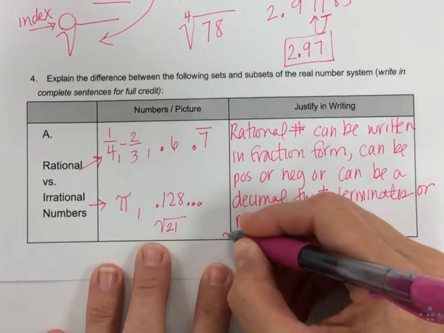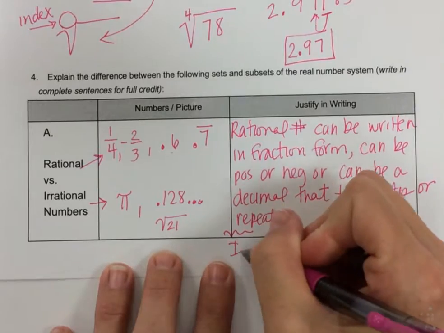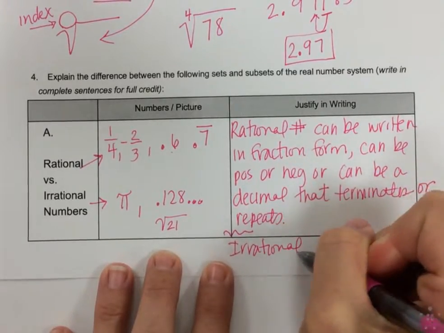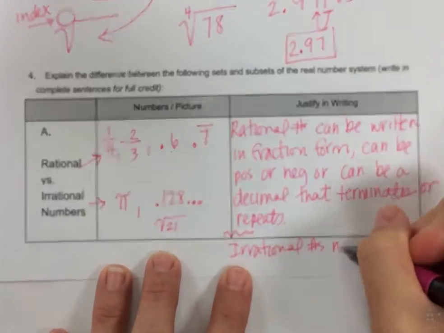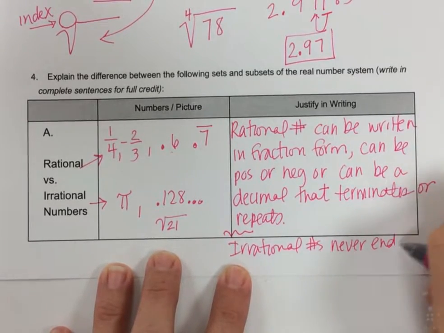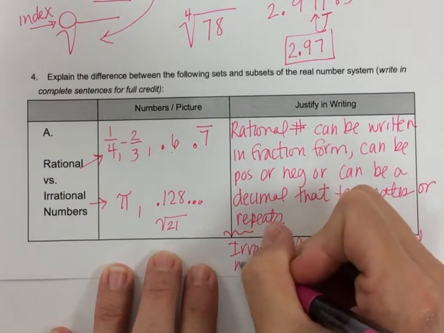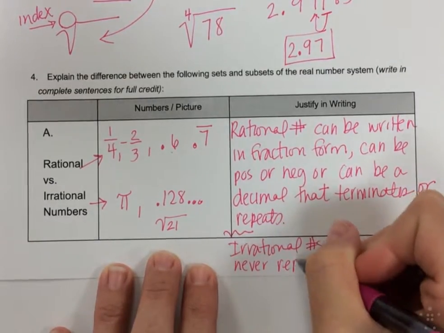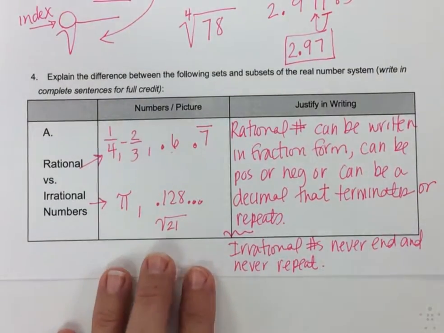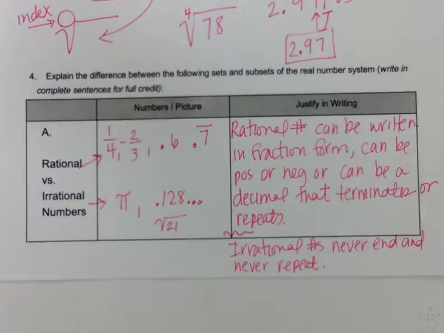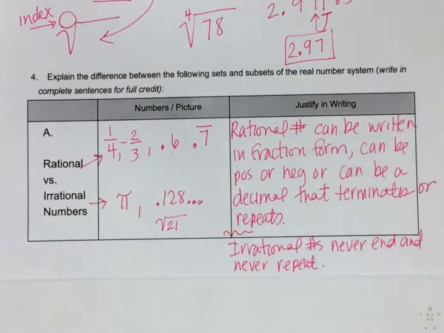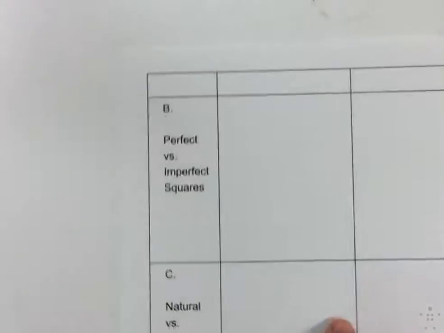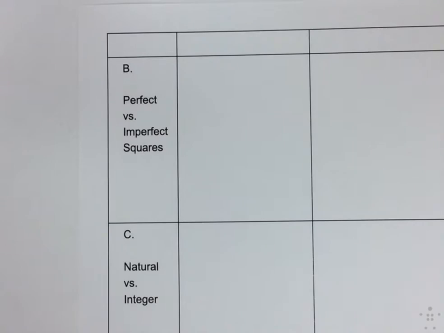And now we're going to do a definition for irrational. Irrational numbers never end and never repeat. They go on forever and ever, never ending and never repeating. Okay, let's look at the next one, which is going to be perfect square versus the non-perfect square, or the imperfect square.